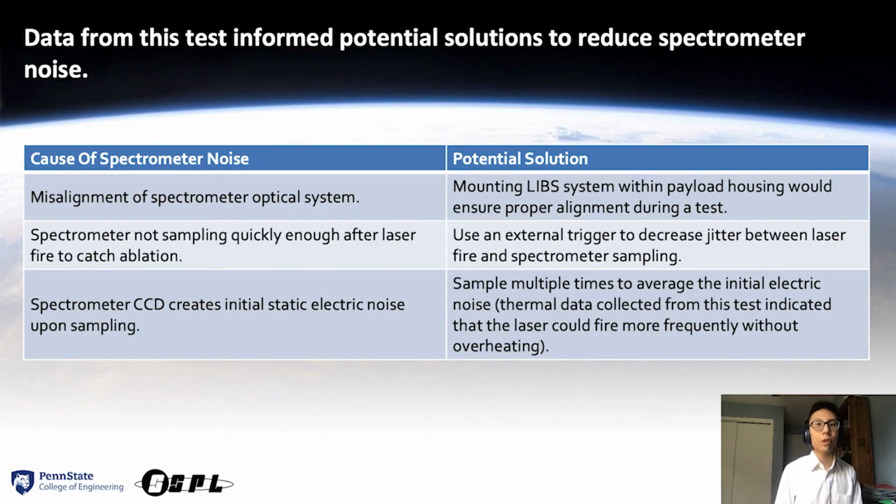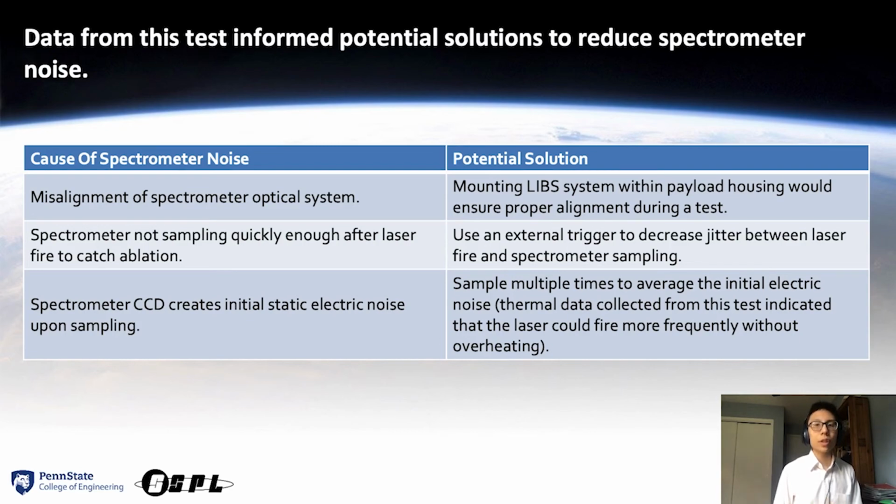Based on the data and further testing, many solutions have been proposed and are implemented to solve this issue. The Oasis optic system has demonstrated sensitivity to misalignments. Therefore, it is possible that the optic system was misaligned during testing. Mounting the LIBS system to the payload housing will ensure proper alignment going forward.